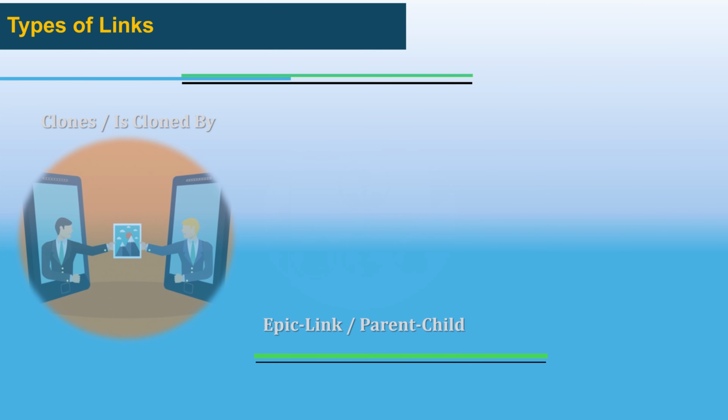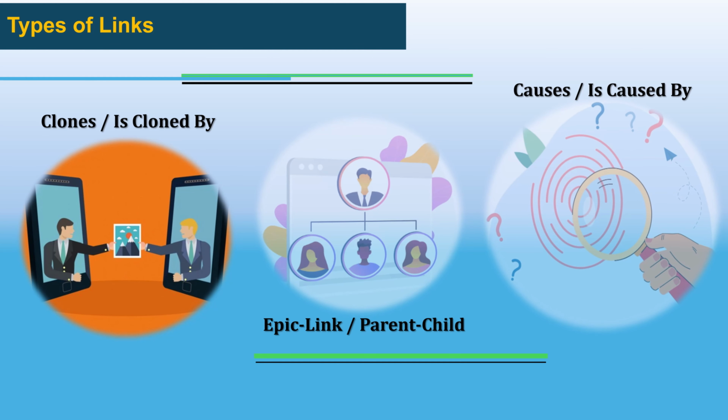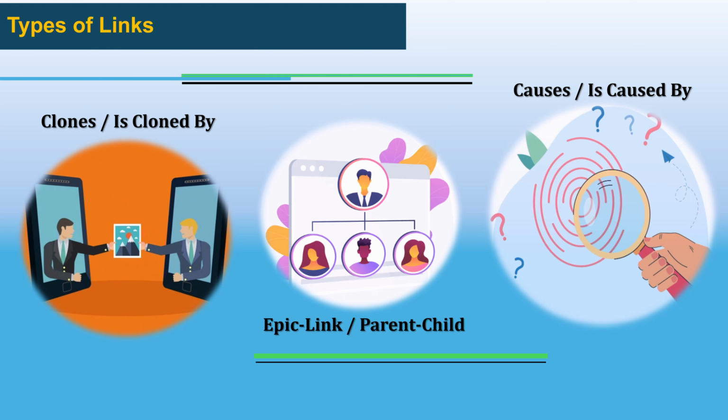Then clones and is cloned by. It creates an identical copy of the story, usually for parallel work or testing variations. For example, a story under restaurant browsing is cloned for a different region. Changes to one do not affect the other automatically, but Jira keeps the link visible. Then we have epic link or parent-child relationship that basically links stories to their parent epic or subtasks to their parent story. Then we have causes and is caused by. This shows one story triggers another, often for workflow automation. For example, completing a story under payment system may cause another story under delivery tracking to start.